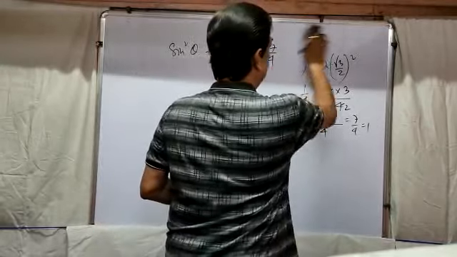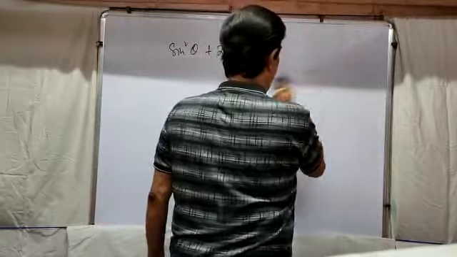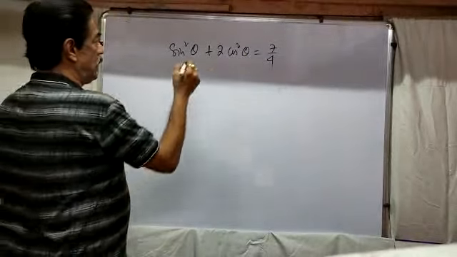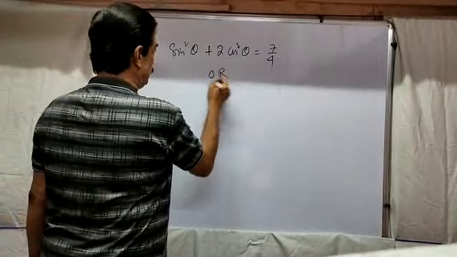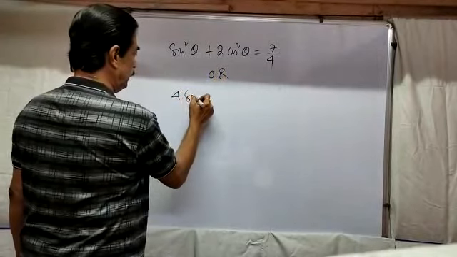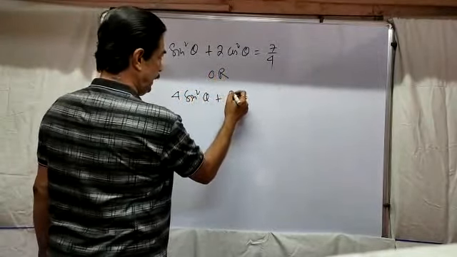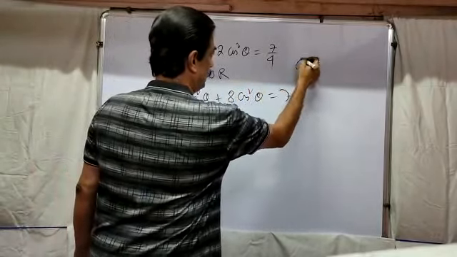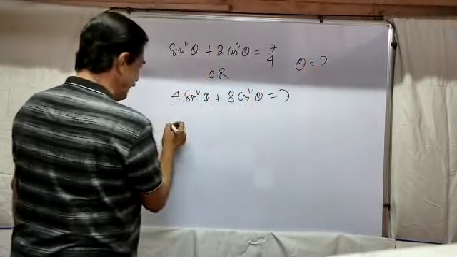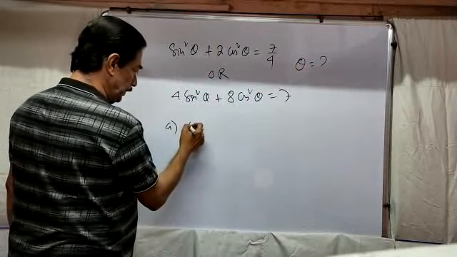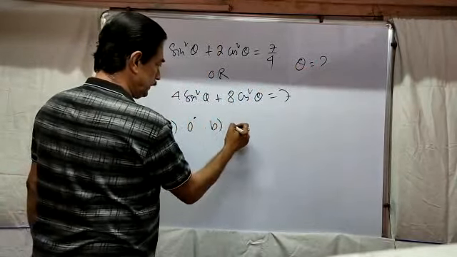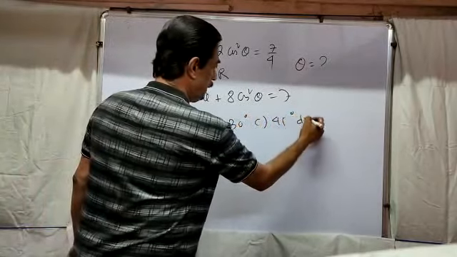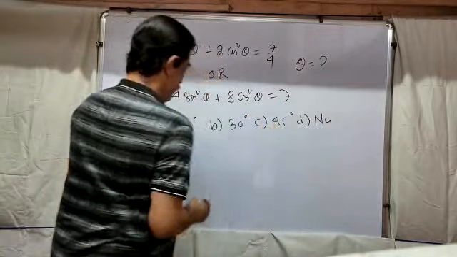Then what is the value of theta? Just observe. We maintain the equation either this way or they can give it this way: 4 sin square theta plus 8 cos square theta equal to 7. Then what is the value of theta? Option A, theta is 0 degree. Option B, 30 degree. Option C, 45 degree. Option D, none of these.